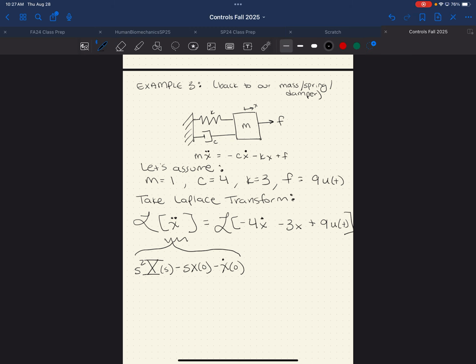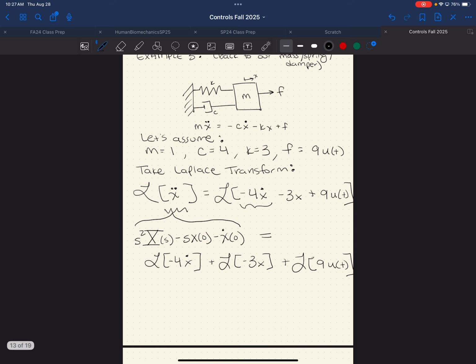Okay? All right, so that was our left-hand side. This is equal to stuff on our right-hand side. So the Laplace transform of the left-hand side, remember, it's a linear operator, so this means that we can do the Laplace transform of minus 4x dot. We can just care about that one. Minus or plus the Laplace transform of minus 3x plus the Laplace transform of 9u. Linear operator lets us do that. So let's hone in on just this minus 4x dot.